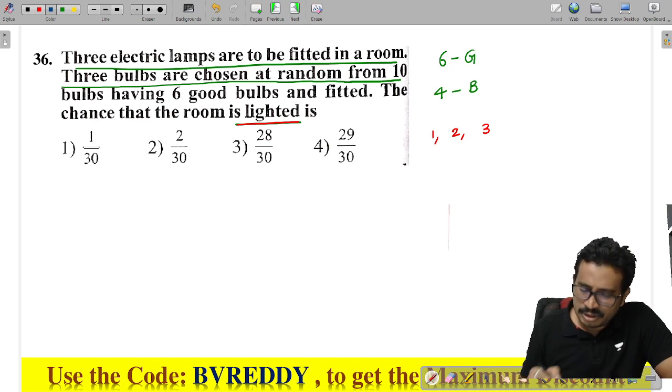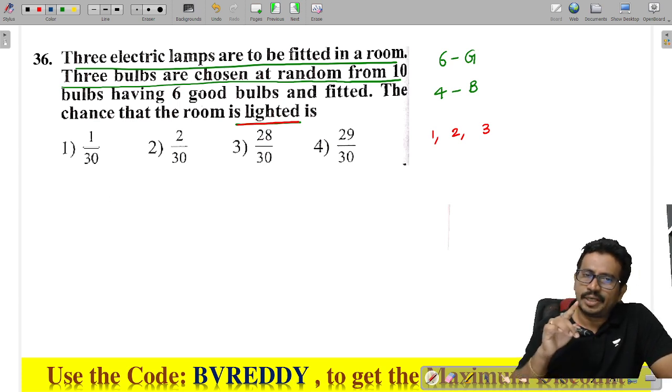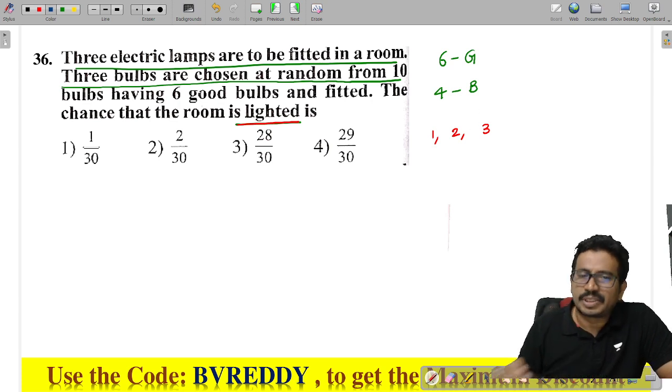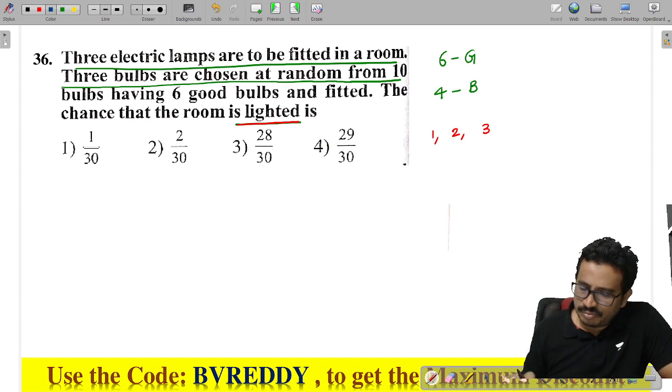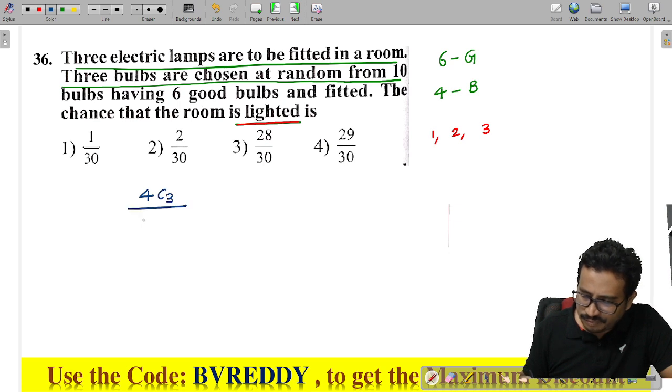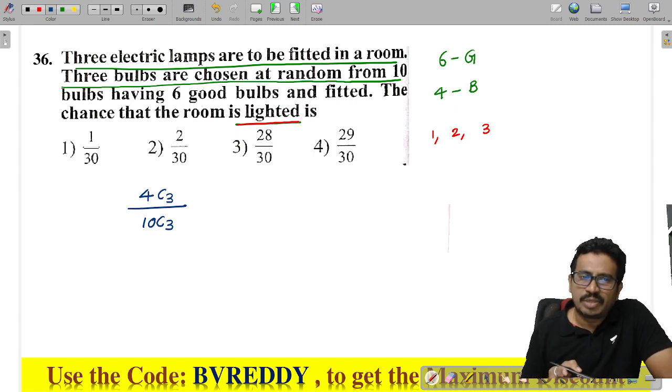So what I am doing is finding this as 1 minus none; the concept of none we can apply. Let us say there are no good bulbs, all are defective bulbs only. What is the probability that the room should not be lightened? For that we need to select all defective bulbs. How many ways can I do this? That is 4C3 by 10C3.